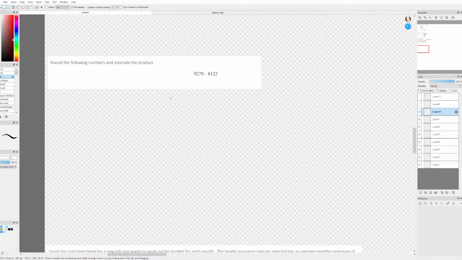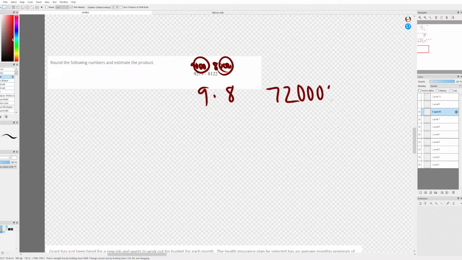This is our last example. We can round this to 9,000. We can round this to 8,000. 9 times 8 is equal to 72. With 72, you want to add these zeros back on. So 72 plus 6 zeros, which gives us 72 million.